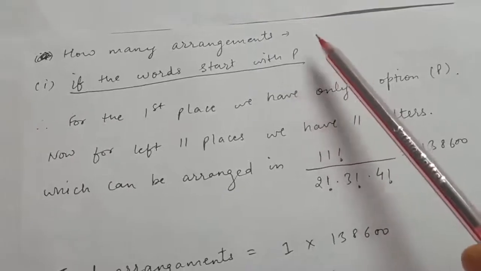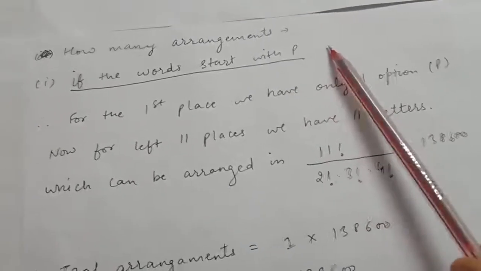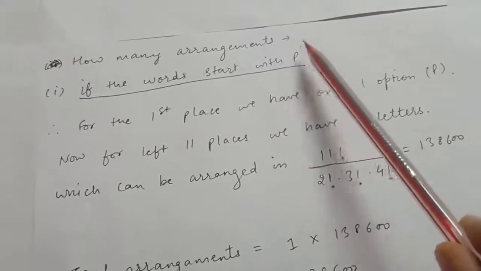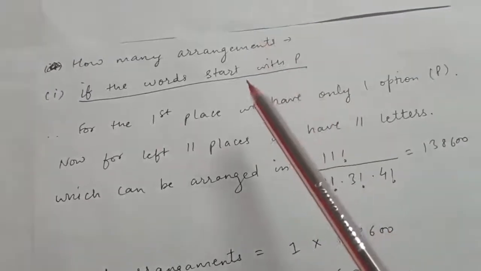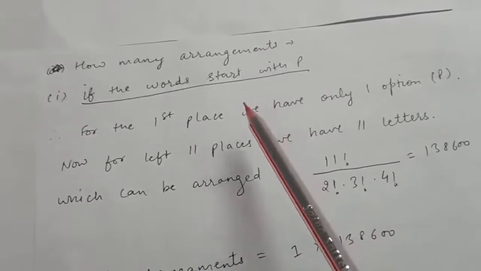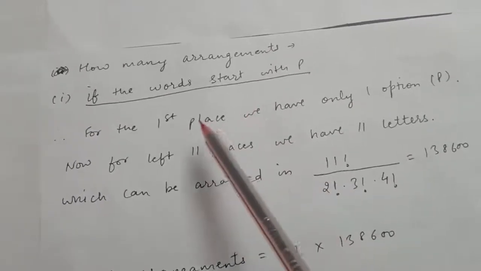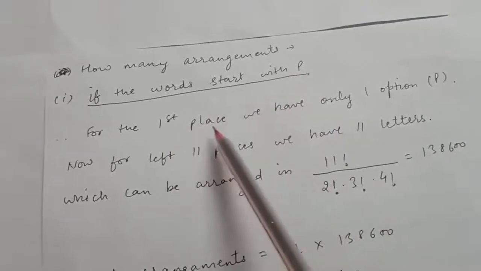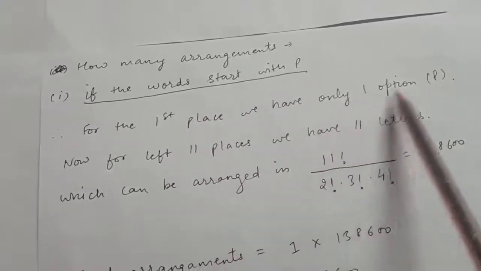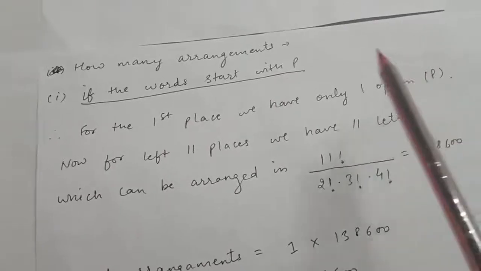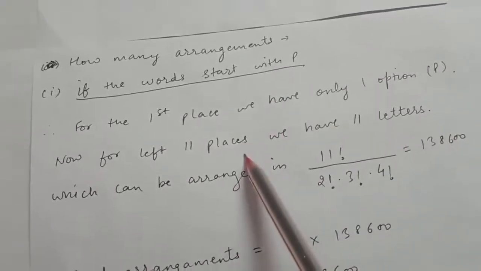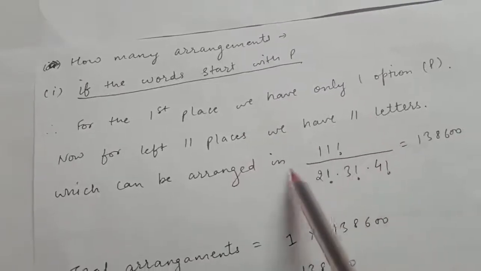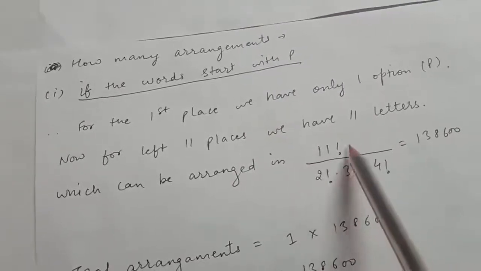In the same given word independence, they have asked how many arrangements can be done if the words start with P. Now see, there are in total 12 letters, therefore we have 12 places, but they have said the word should start with P, therefore for the first place we have only one option, P, right? Now 11 places are left and also 11 letters are left, which can be arranged in 11 factorial upon this.